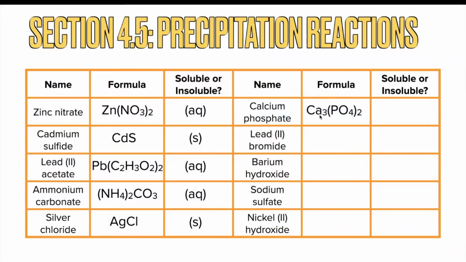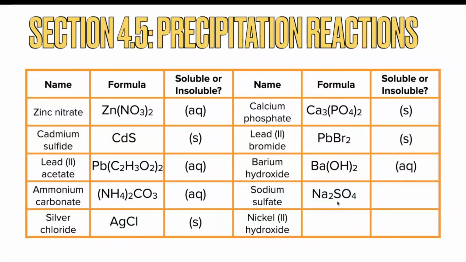Calcium phosphate, Ca3(PO4)2, that's going to form a solid. Phosphates, sulfides, chromates, those are almost always going to be things that are insoluble for us. Lead 2 bromide, again, lead was on that list of exceptions. So most bromides are soluble in water except for lead, mercury, and silver. Barium hydroxide, okay, barium hydroxide was on our list. I think it was like rule 4. It's going to be mostly soluble in water, so AQ.